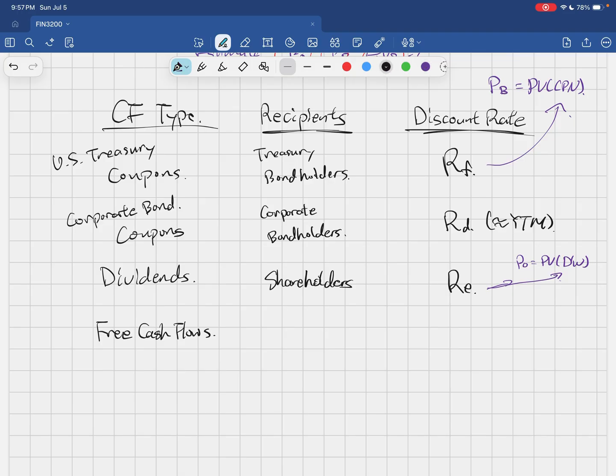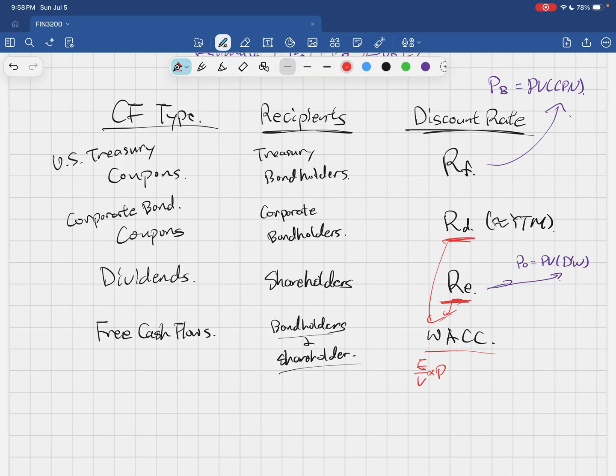Free cash flows. Who gets them? If you were paying attention, you'll know that bondholders and shareholders do. So here we're going to use the weighted average cost of capital. We're going to take the weighted average of the RD and the RE and then get the WACC, the weighted average cost of capital. Okay?